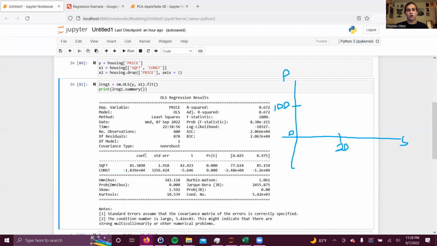Now let's finally talk about how to tell if the model overall is any good. And that's going to be all focused in this R squared value right here, and the adjusted R squared. So the R squared is a measure of how much of the variation in Y is explained by the information you give the model.